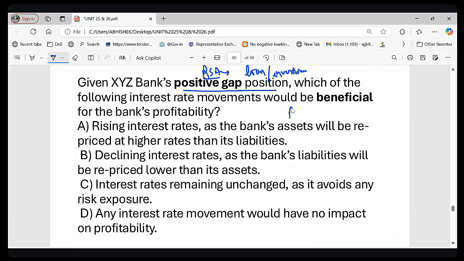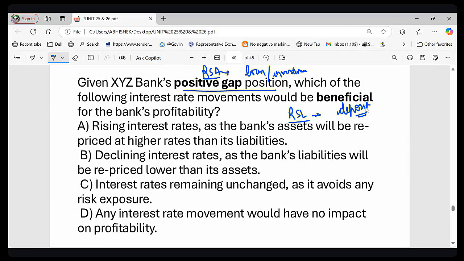And there is something called rate sensitive liability, RSL. Some example of RSL is deposit. Can you give me some other example of rate sensitive liability other than deposit? So why is it called rate sensitive liability? Because these things are very much exposed to the rate, deposit rate, right? This is called rate sensitive liability.